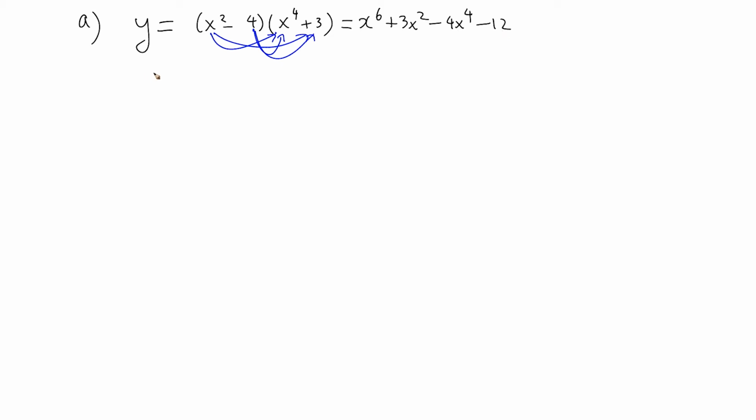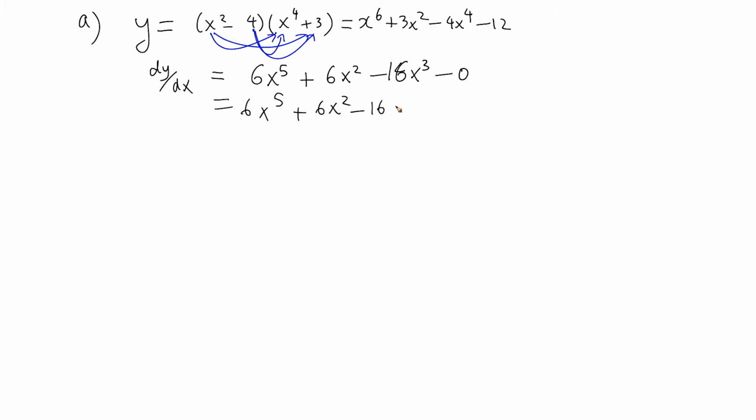At this point, you can just differentiate as usual, term by term. Bring the power down to get 6x to the 5. The second term, bring the power down to get 6x squared. The third term, bring the power down, 4 by 4 is 16, and the last term differentiates to 0. So you might simplify, just ignore the 0.